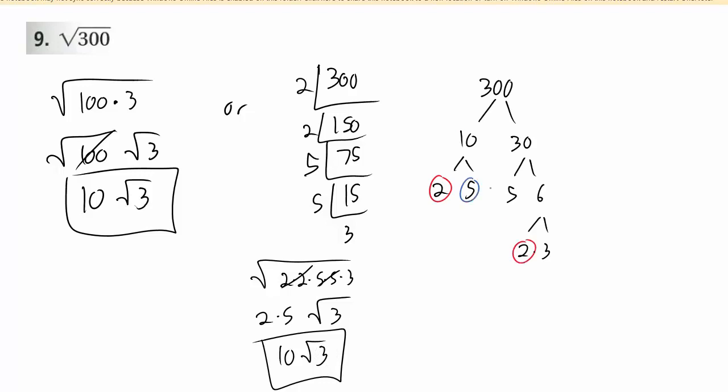We could also do it using a factor tree, but it's the exact same way as my second method, and you get the same prime factorization. You still get 10 square root of 3. So there's three ways of doing that problem.